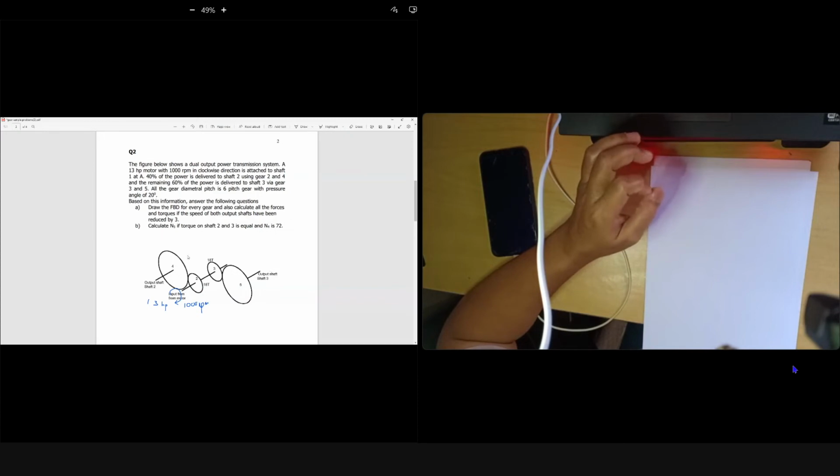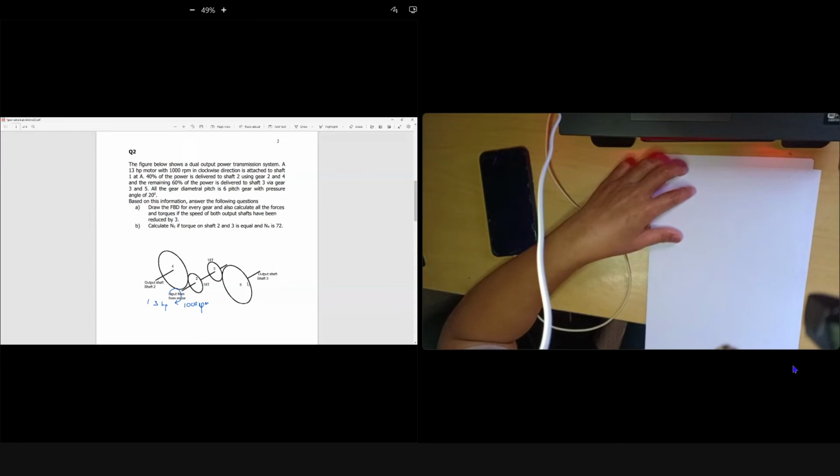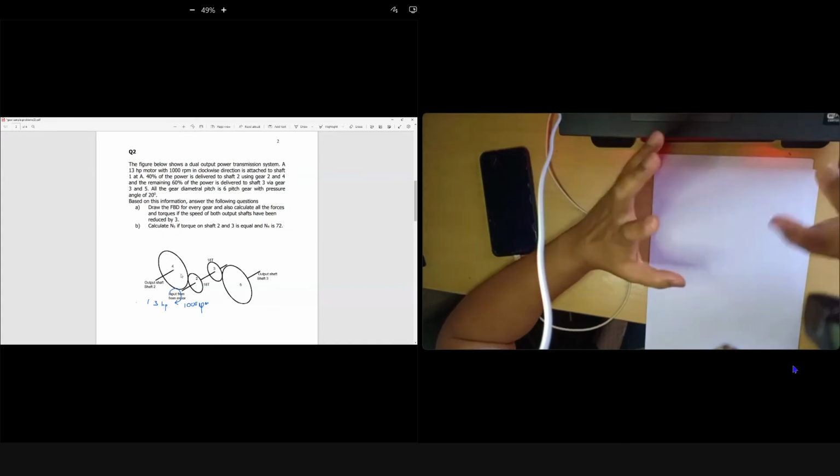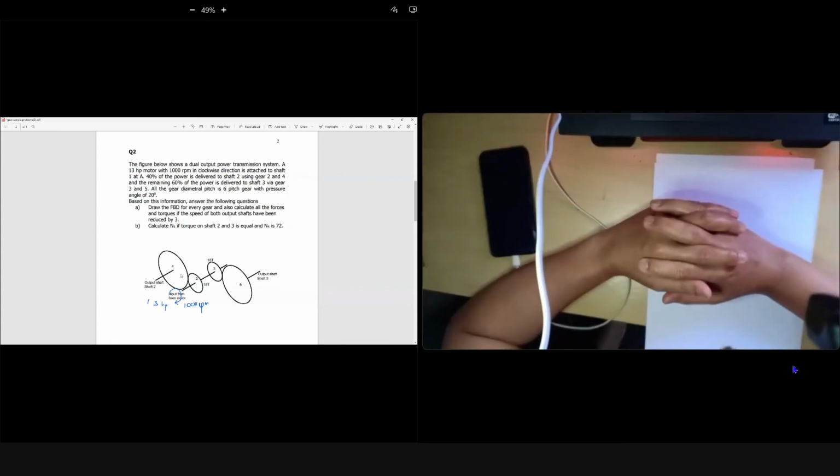Okay, the power distribution is that 60% is delivered to shaft 3. It means only to the right, 60% of the power. It means 13 horsepower, so 60% of 13 will go to shaft 3. Okay, 40% of 13 horsepower will go to shaft 2. So you draw the free variable. Do you think you can solve that one? Boleh solve tak? Understand tak what I mean?